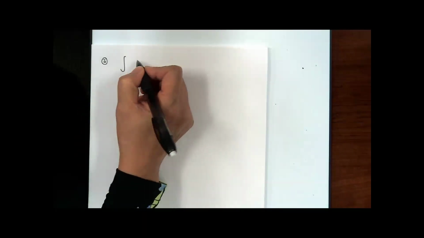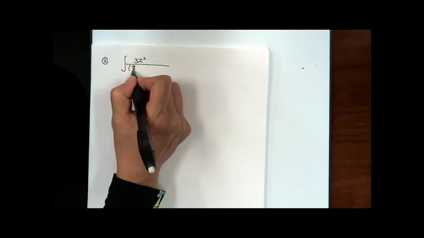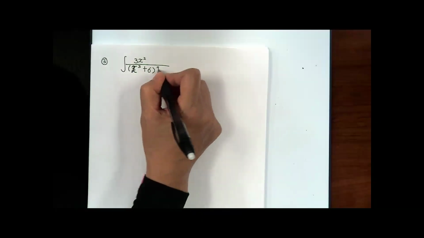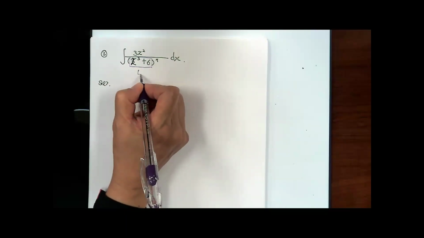The next one is the integration of 3x squared over (x cubed plus 6) to the 7th power dx. In this case, the power function is located in the denominator, and the inner function of the power function is x cubed plus 6. So we will put that as u. And you observe that what is written in the numerator is related to the derivative of this u.